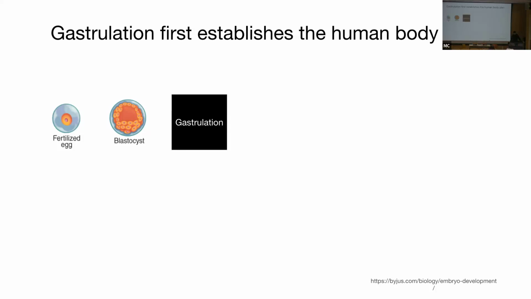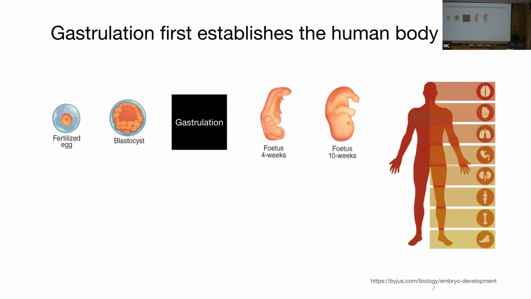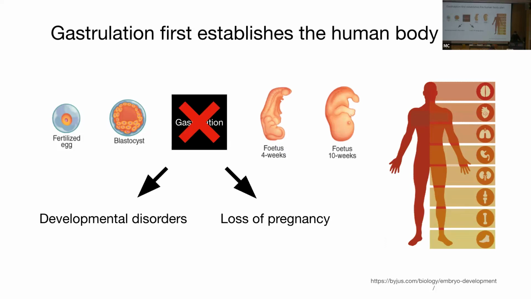And gastrulation is this complex process that gives rise to all the cell types that make up the human body, as well as establishing the human body plan. So gastrulation is largely important for development, and when things go wrong, you could imagine that developmental disorders or potentially loss of the embryo could occur.